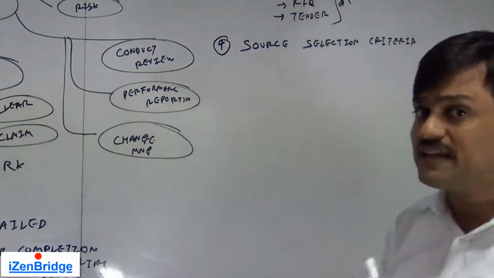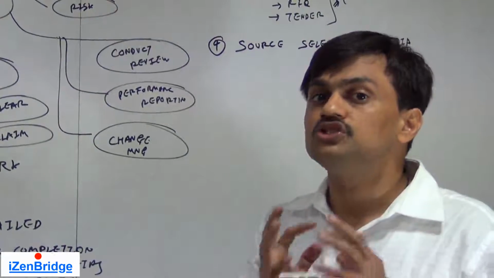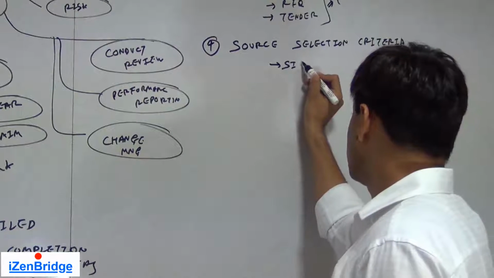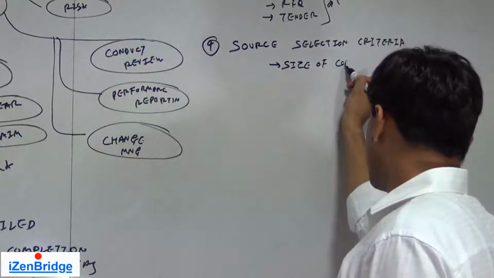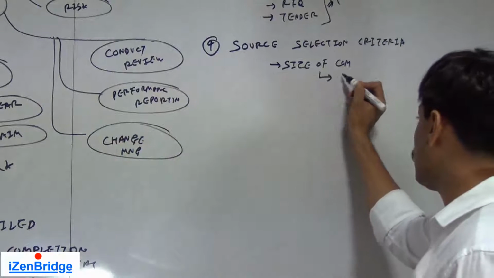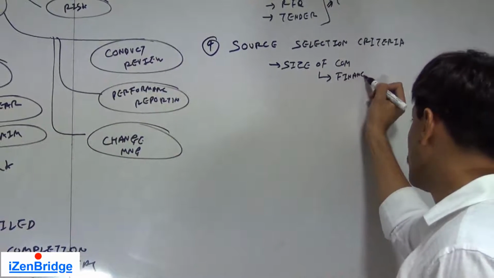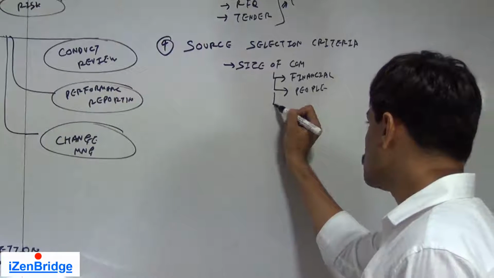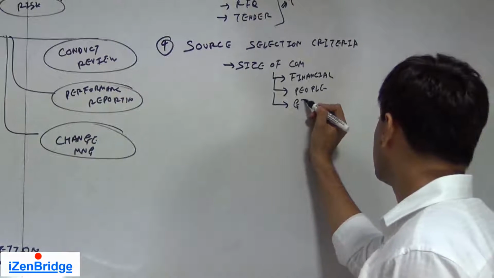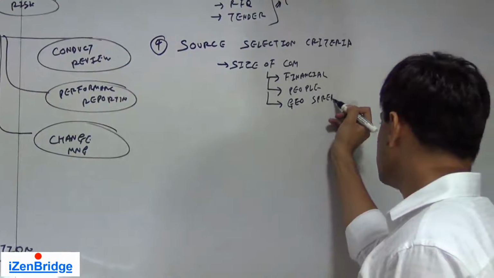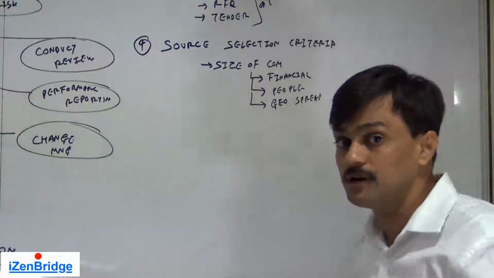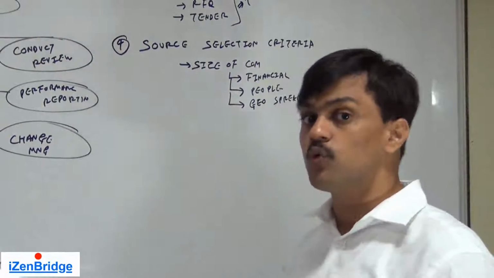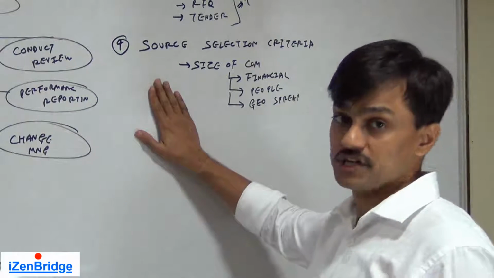Now, till now we do not have any vendor in mind, but we are talking about generic guidelines. Say for example, we may say size of a company. Size can be looked at in terms of financial strength, turnover, people strength, geographical spread. So they all could be different criteria. For example, my organization may have a policy that we only want to work with vendors who are local. So that becomes a source selection criteria.